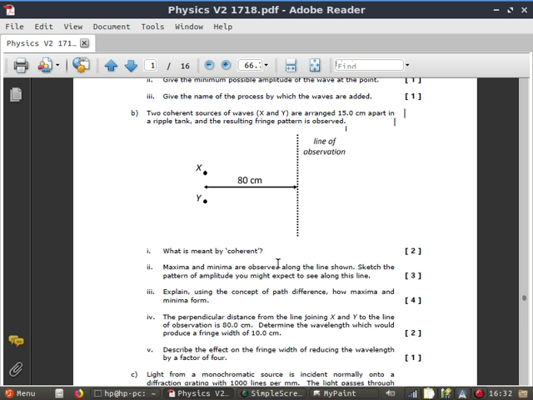Now, maximum and minimums are observed along the line. Sketch the amplitude. Now, I think I saw, Ben, you had a sketch, didn't you? Can I see for part 2? Yeah, that's fine. The only problem, small problem, is this one is more than this one. So you should make this one bigger. And then look, smaller, smaller, smaller. The one in the middle should be the biggest circle.